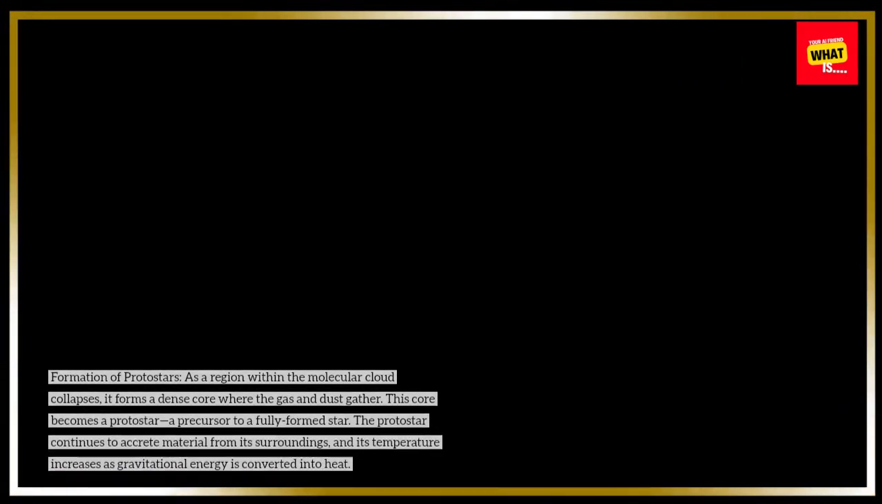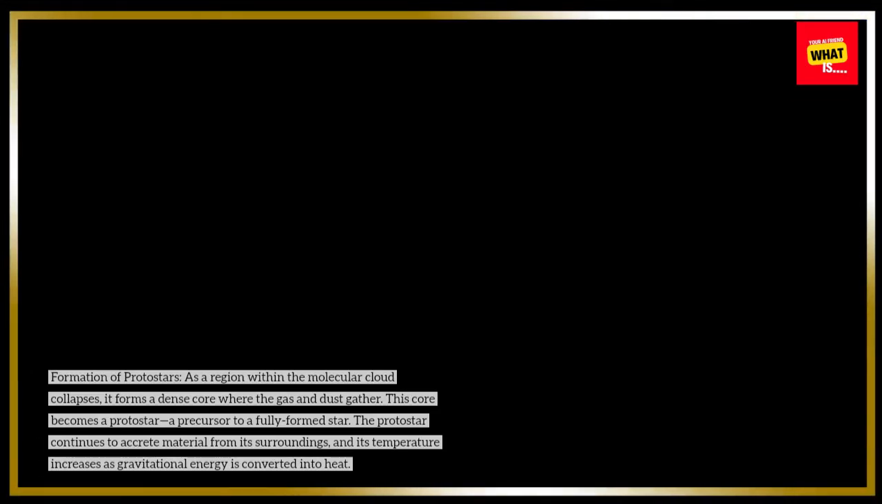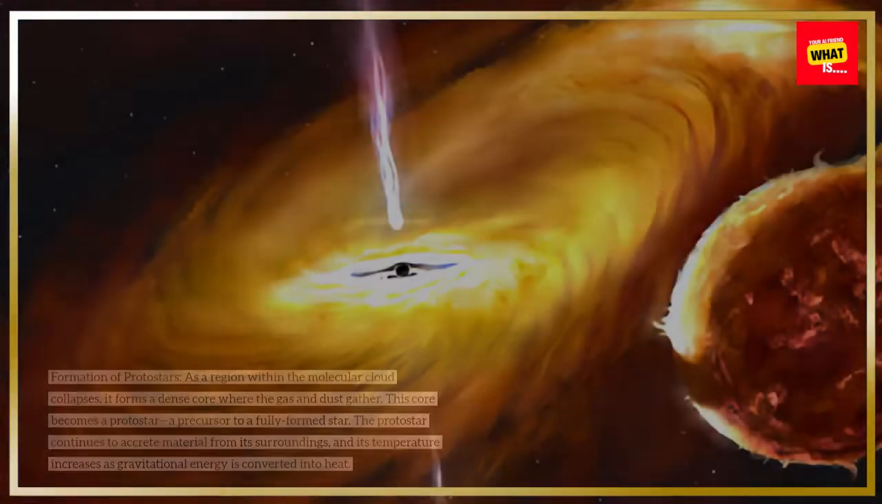Formation of protostars. As a region within the molecular cloud collapses, it forms a dense core where the gas and dust gather. This core becomes a protostar, a precursor to a fully formed star. The protostar continues to accrete material from its surroundings, and its temperature increases as gravitational energy is converted into heat.